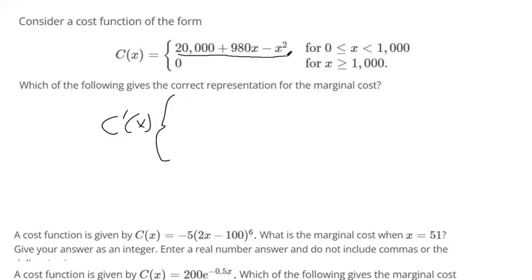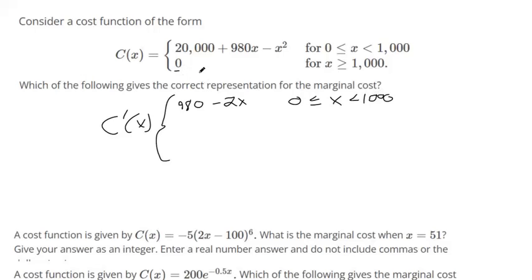Okay, so this part students usually don't have trouble with. The derivative of 20,000 is just 0. The derivative of 980x is 980. And the derivative of minus x squared is minus 2x. And this is for x greater than or equal to 0, but less than 1,000.